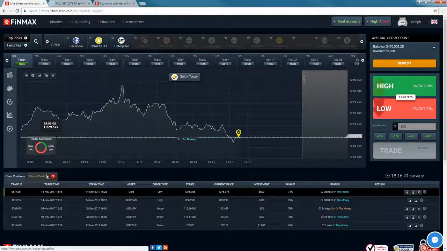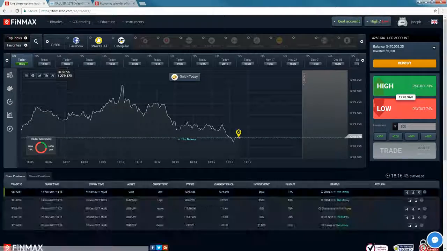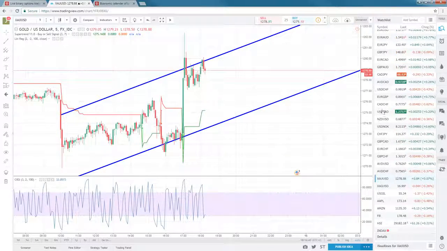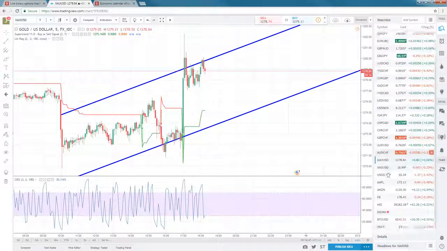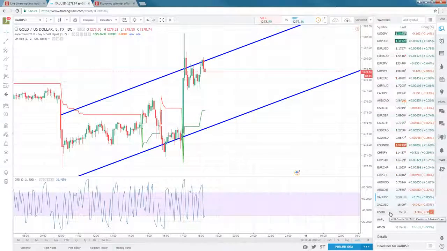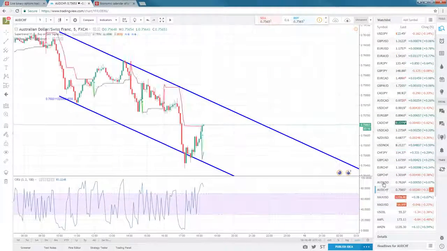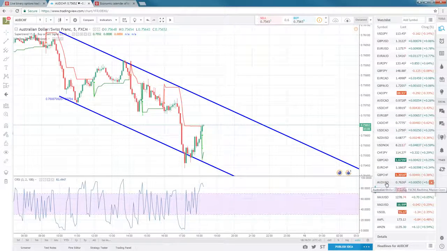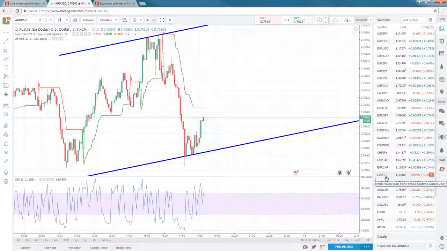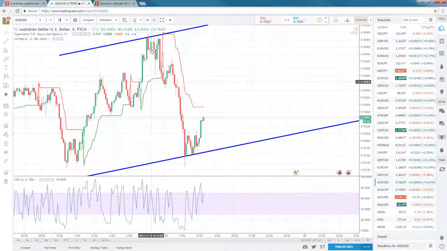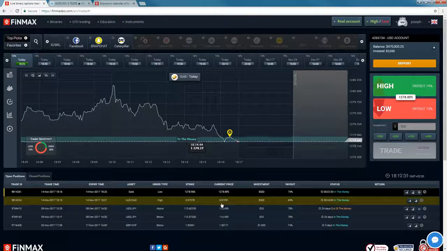So let's see what happens. Meanwhile, we are waiting for the trades to be over. Let's find suitable assets to trade again. Let's write down gold trade, and we also have got one new trade on Australian dollar and Canadian dollar.